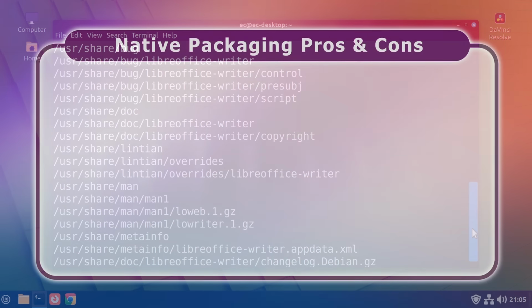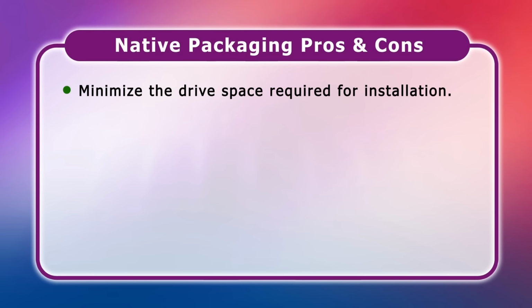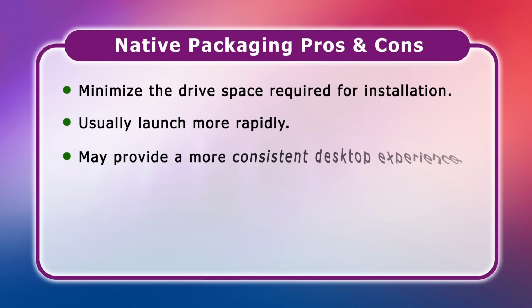Like other native packaging formats, Deb and RPM have a number of advantages. For a start, by using shared system files, they minimize the drive space required for installation. And they can launch more rapidly. In addition, native packaging formats may provide a more consistent desktop experience as applications share system themes and fonts. This all said, there are drawbacks.